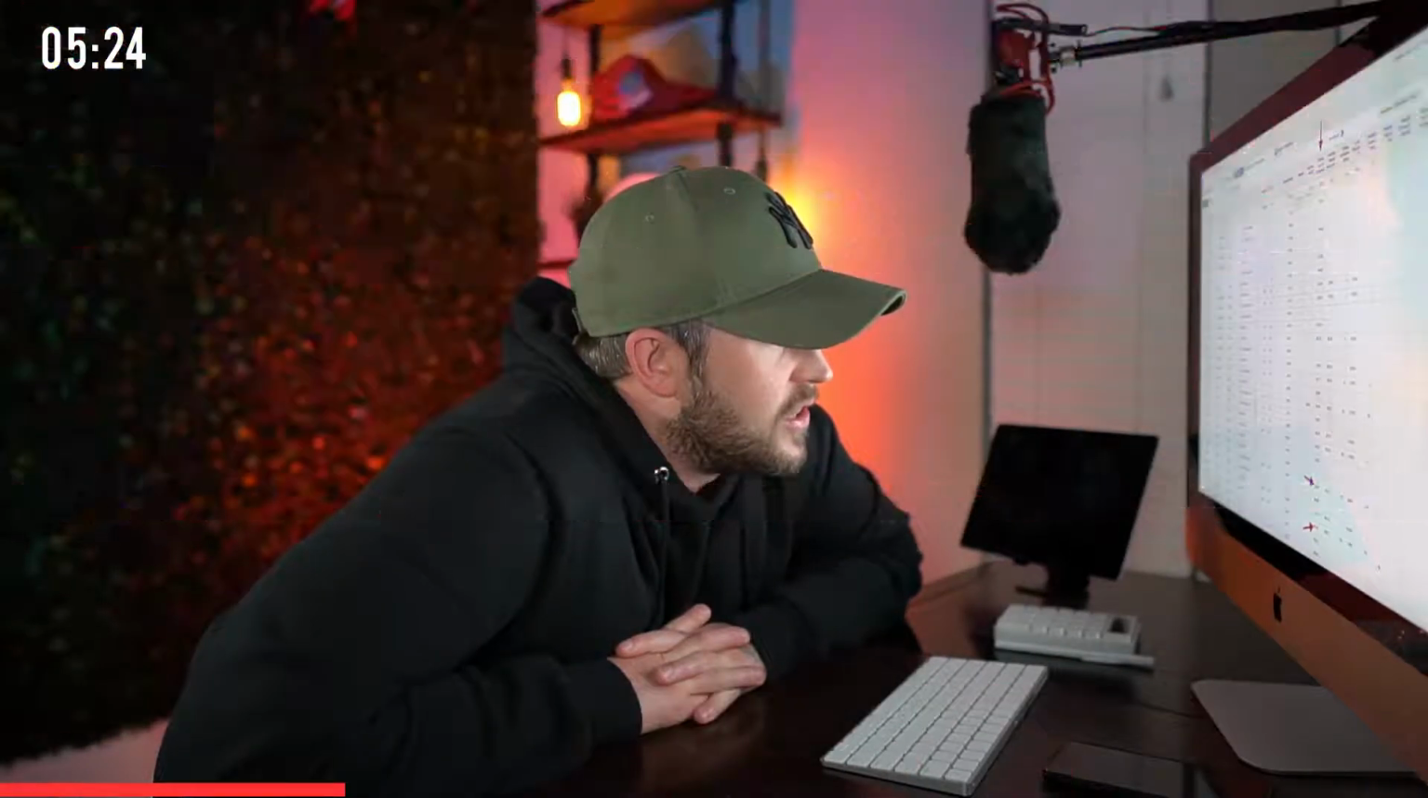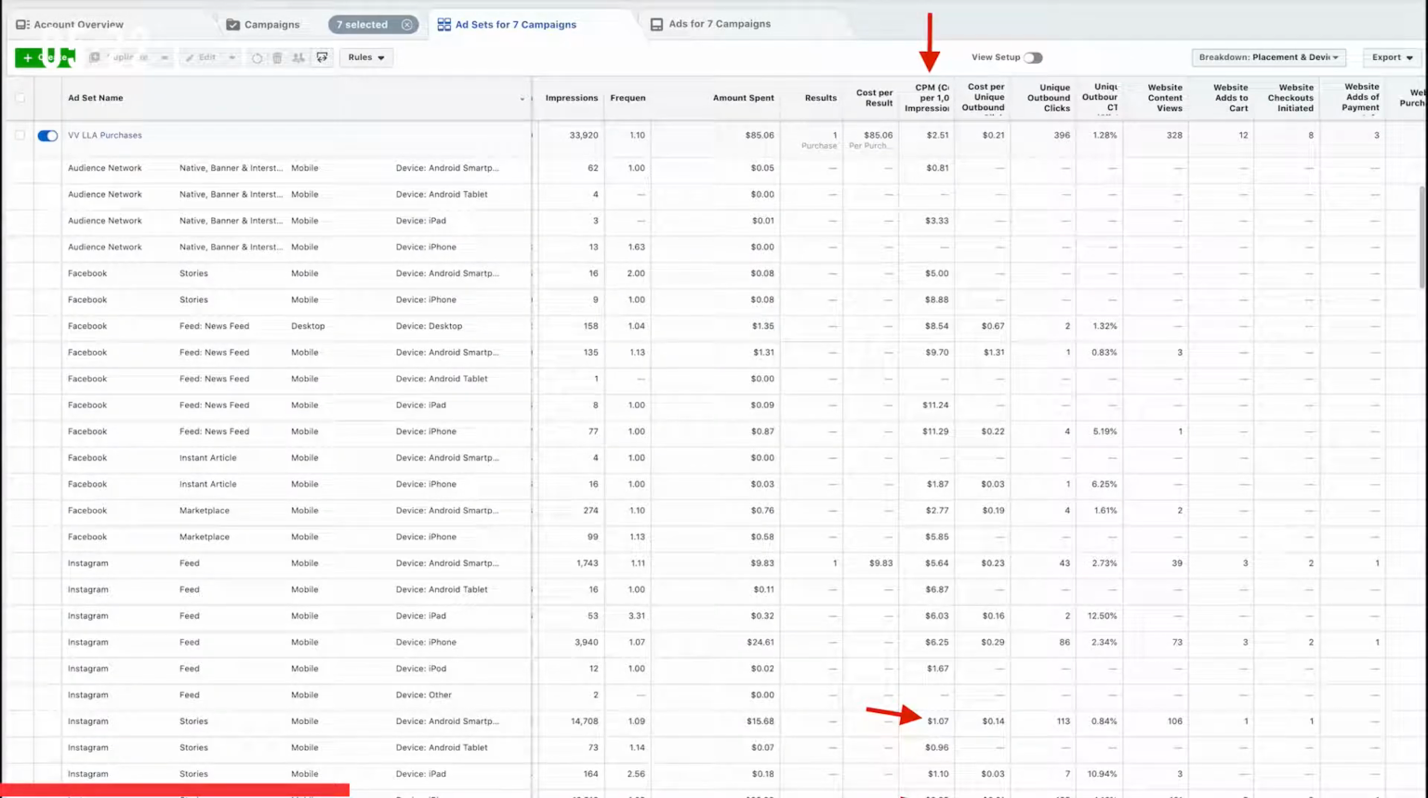But I mean, just look at that. $1.07 for 1,000 impressions on Instagram stories. Seriously, think about that. This is 1,000 impressions to an audience that I've designated and targeted, and I've specified the parameters to Facebook to deliver my ad to this specific audience. Now, when I go to the newsfeed on desktop, $8.54. Newsfeed on Android, $9.70. Newsfeed on iPhone, $11.29.